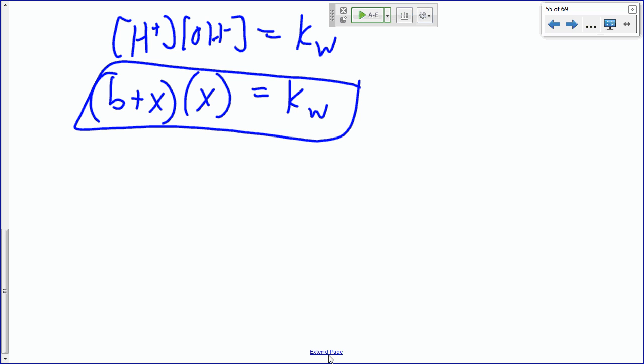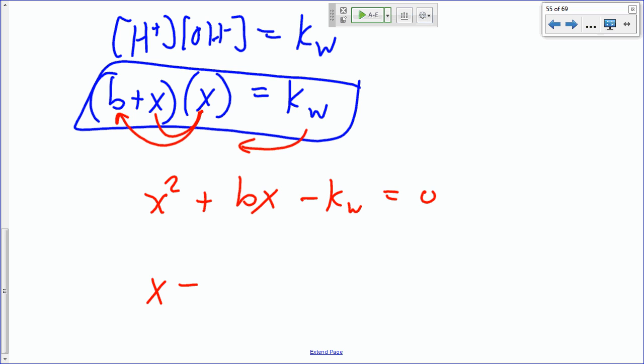Let's rewrite this. X times X is X squared, right? X times B is Bx, distributive property, and I'm going to move this all the way to the left side, so minus Kw equal to 0. How do I solve for X? We have a quadratic equation here.